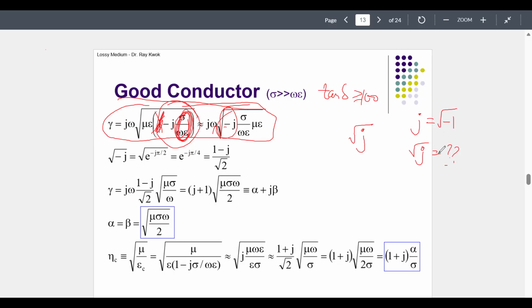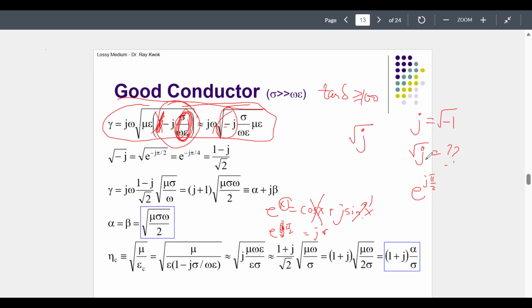Right. So you say, wow, I don't know. But if you rewrite j, what does j mean to us? It's e to the j pi over 2, right? It's a 90-degree phase shift. Remember, you have e to the x is equal to cosine x plus j sine x. When x is pi over 2, cosine pi over 2 is 0. Sine pi over 2 is 1. So e to the j pi over 2 is just j.